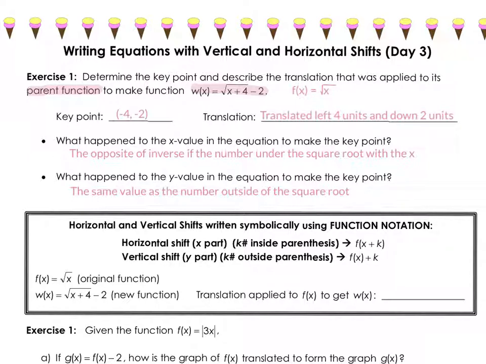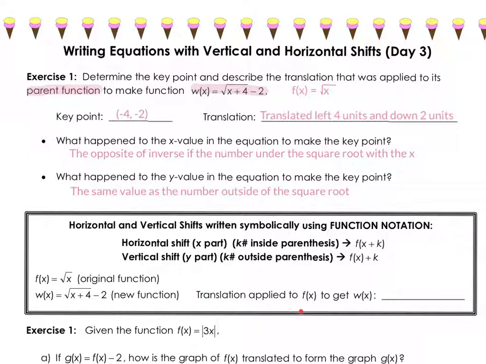So horizontal and vertical shifts are written symbolically using function notation. When we have a horizontal shift, or the x part, the k number is inside the parentheses, so we have like an x plus k. It's happening with the x. A vertical shift, or the y part, the k number is outside of the parentheses, so it'd be like the function plus k. So the original is the square root of x, and then the new function would be the square root of x plus 4 minus 2.